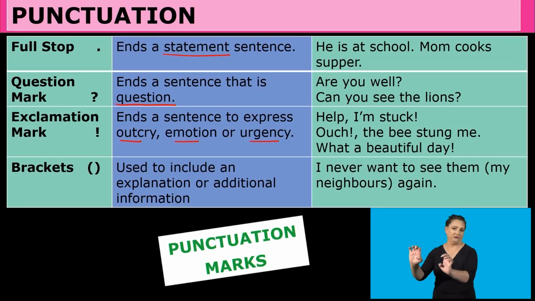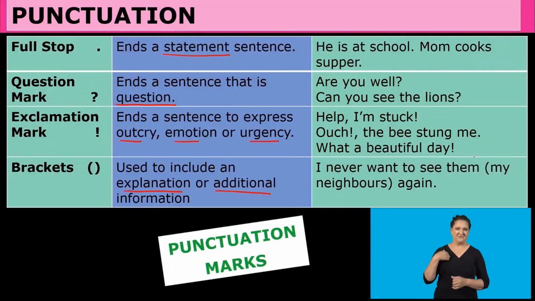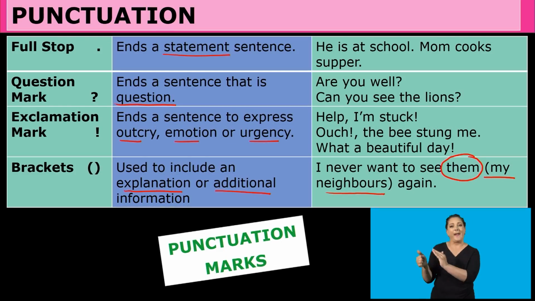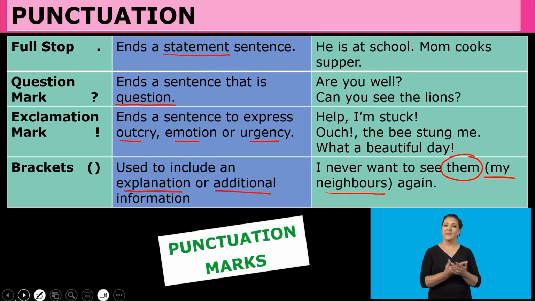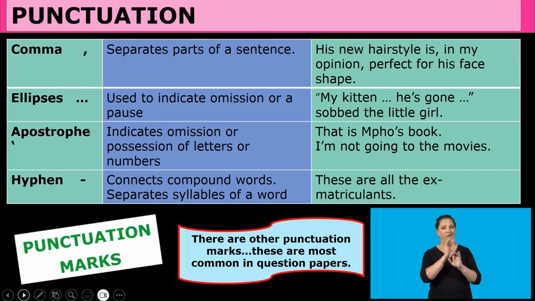There's the urgency, okay? So those ones are going to need exclamation marks. Brackets, to include an explanation or additional information. Now, please take note. My example is going to demonstrate that. I never want to see them. Now, the "them" might be unknown to the reader. So what the writer does is put the information in brackets, that it's the neighbors, all right? So you get additional information included to make the sentence more understandable.